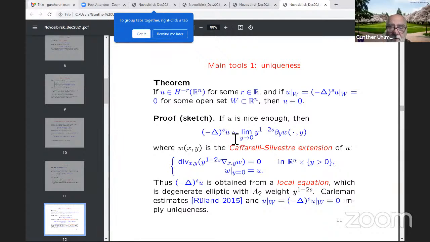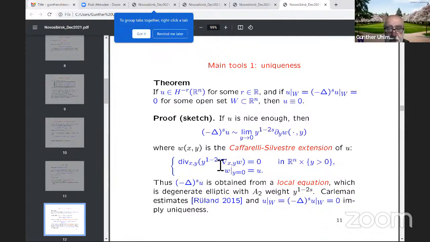So this is a famous result of Caffarelli and Silvestre that can interpret the fractional Laplacian by going one higher dimension, as the limit of y goes to 0 of y to the 1 minus s times dy w. And it's very easy to see, for instance, in the upper half plane, when you have the x and y here, that the fractional Laplacian is simply the normal derivative in that case.